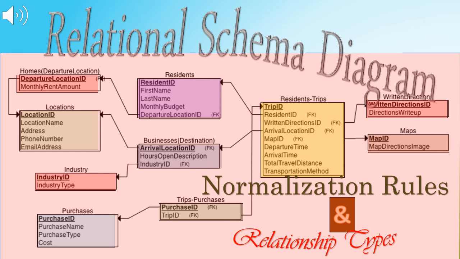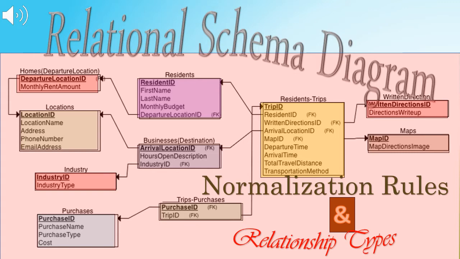Good morning, MLIS students, or anyone else struggling this fall to learn how to draw relational schema diagrams, or how to articulate how your database follows the 3 normalization rules. I will use my example relational schema diagram for my database, tracking information on people taking trips from their homes to businesses to potentially make purchases.